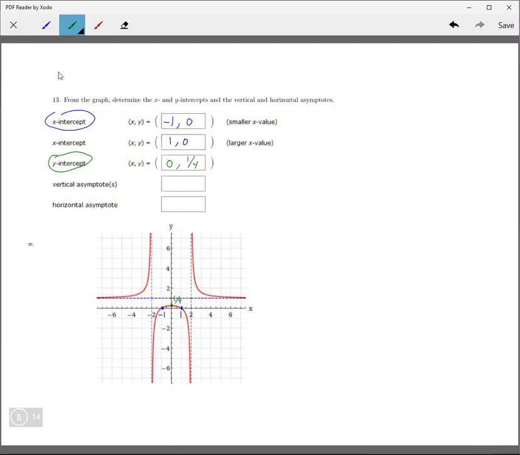Okay, then vertical asymptotes. Those are going to be here at 2 and then -2. So you put that in as x equals -2, comma, x equals 2. Those are the equations. And then the horizontal asymptote, that will be right here. And that looks like 1. So y equals 1.